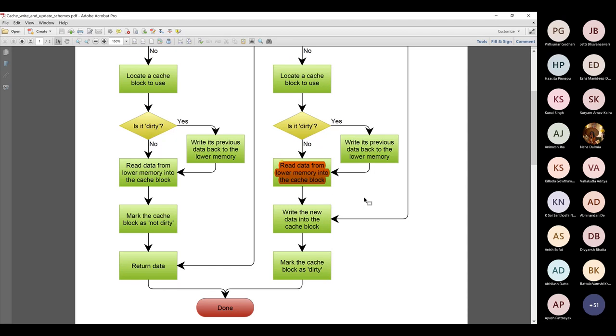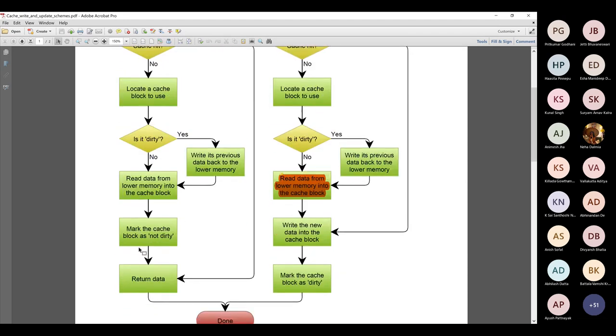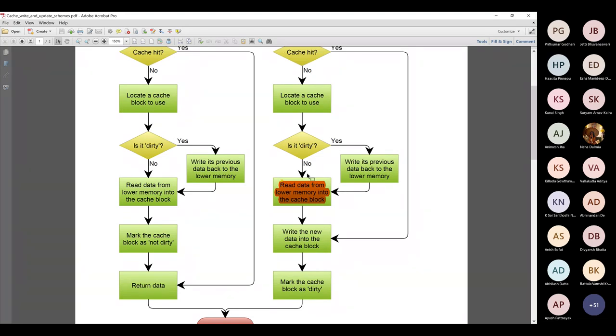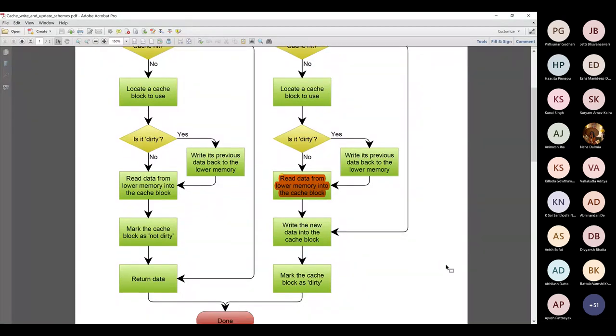Okay. Sorry, when there is a dirty block, it incurs overhead in both read and write. But it does not immediately perform a mandatory write into the lower block of memory. So there it saves some clock cycles. It's a balance between these two schemes. Both of these schemes have their pros and cons.